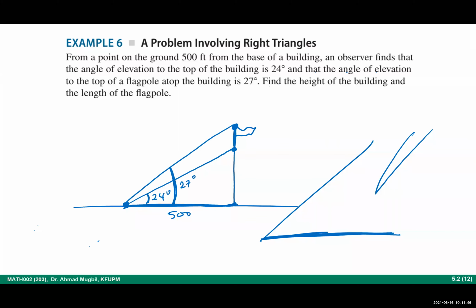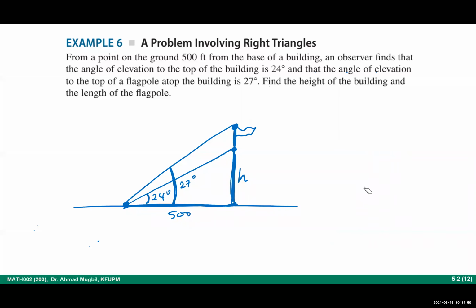What is the question? Find the height of the building. So the question is, what is this? Let's call it H. What is the height of the building? This is the first question. Then also, what is the length of the flagpole? We need also this. Let's call it, for example, X. The question, what is X? What is H? How to do that, ya shabab?